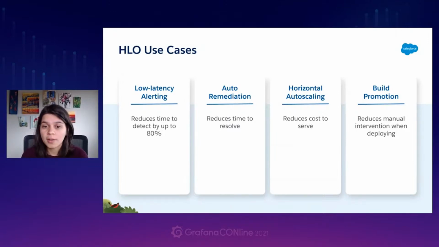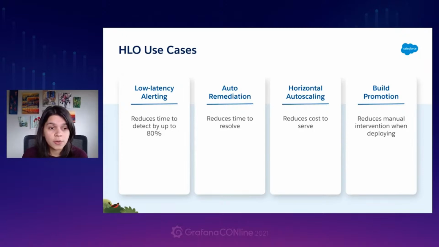Because it is so hyper-local and is part of the same Kubernetes cluster, it makes remediating incidents within the cluster very easy, fast, and very automatable as well. It also gives us the advantage of horizontal auto-scaling. So service owners can connect the Kubernetes horizontal pod autoscaler to Prometheus to automatically scale up their workloads or scale it down based on resource usage, which helps reduce our cost to serve.